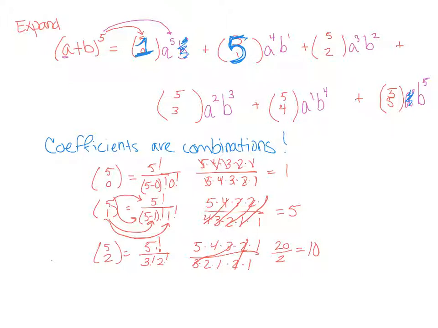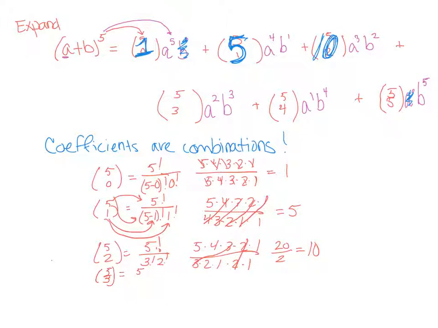So remember, that's a coefficient. 5 choose 2 is right here up top, so I'm changing that to a 10 for a coefficient. So far I have 1a to the 5th, or just a to the 5th, plus 5a to the 4th, b to the 1st, plus 10a cubed b squared. Okay, the point of doing all of this, well, let me just finish first, and then I'll tell you the point of doing it.